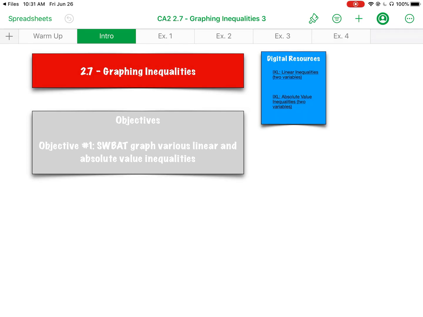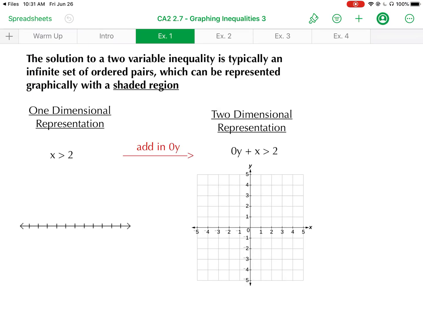All right, in section 2.7, we are looking at graphing various linear and absolute value inequalities in the coordinate plane. Now we have experience graphing inequalities on a number line, and these would be one-dimensional inequalities. So I want to show you how the one-dimensional inequalities relate to two dimensions.